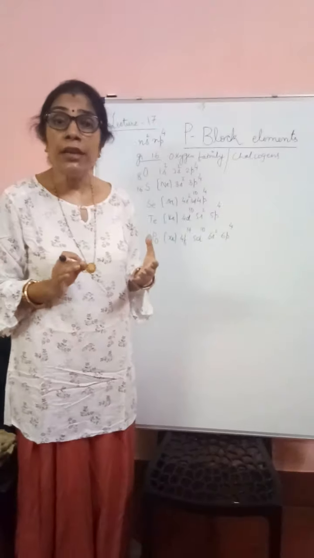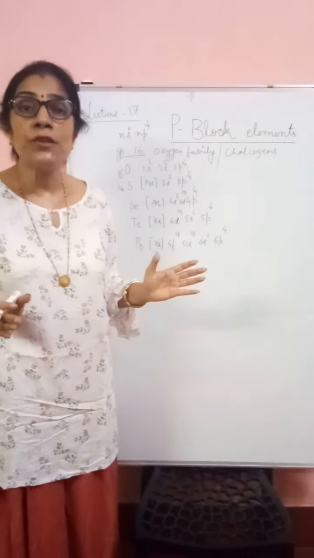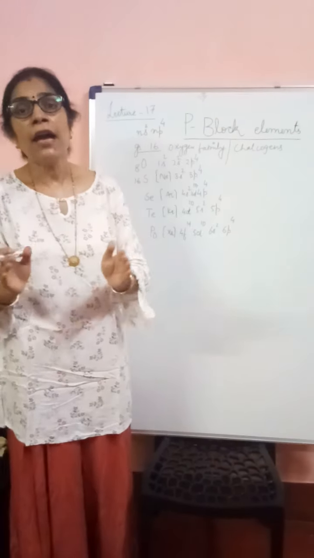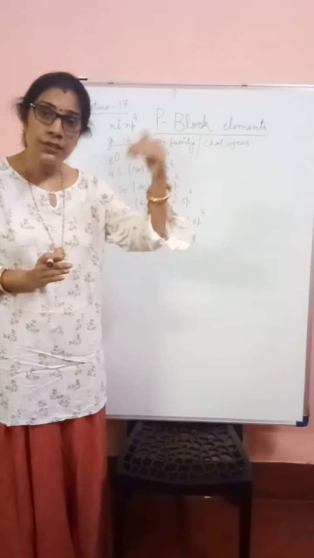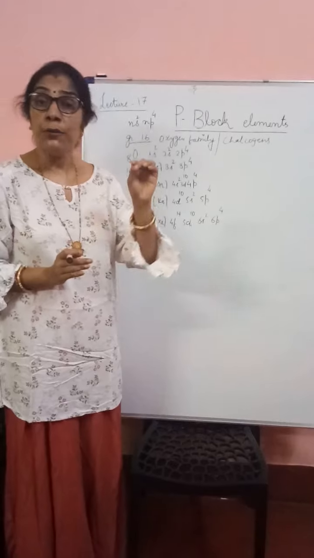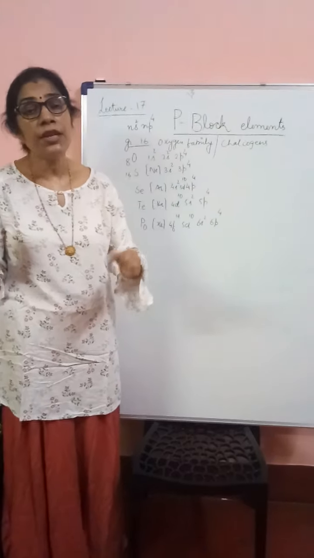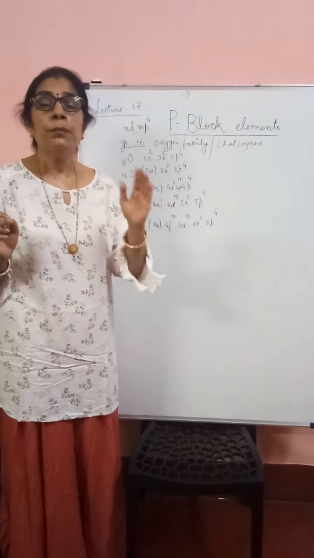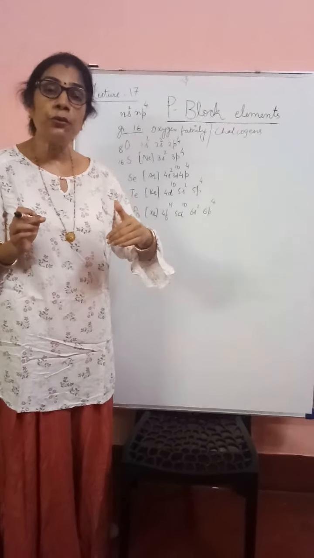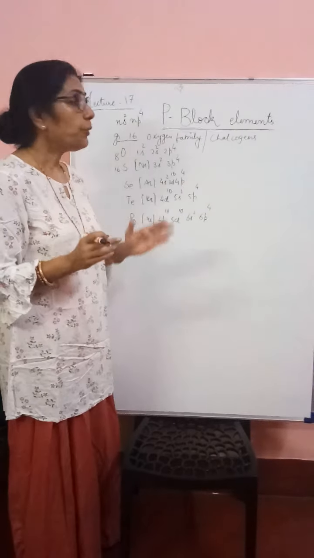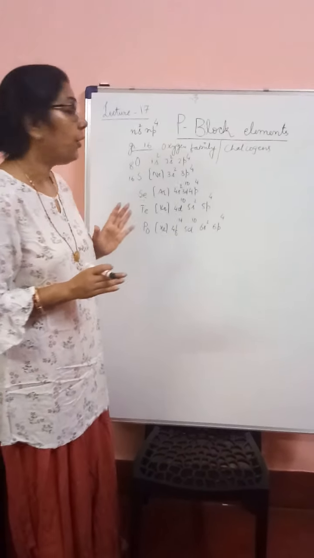Down the group it will increase but across the period it decreases. Electron affinity and electronegativity are both properties of non-metals and have the same periodic trend: electron affinity across the period increases but down the group decreases. Ionization energy goes on increasing across the period because atomic size decreases, and down the group ionization energy decreases. Keeping all these points in mind, let us start with the periodic properties.